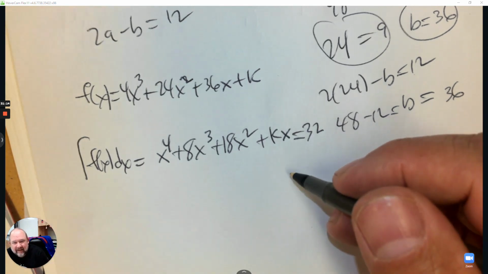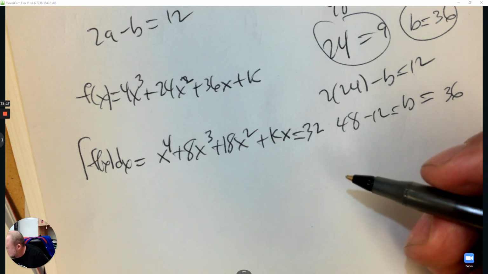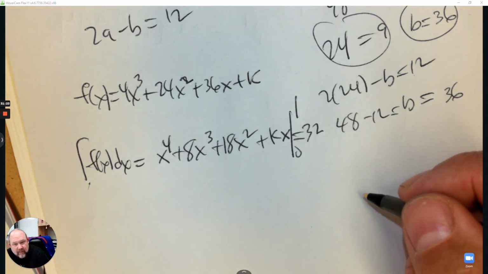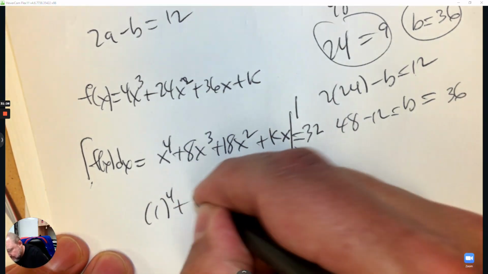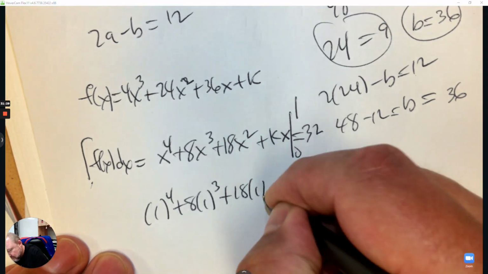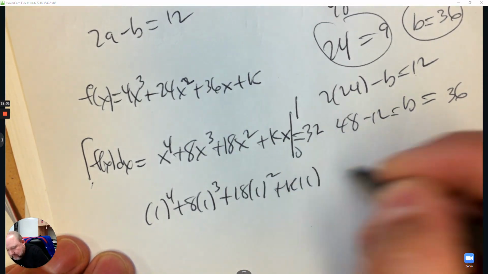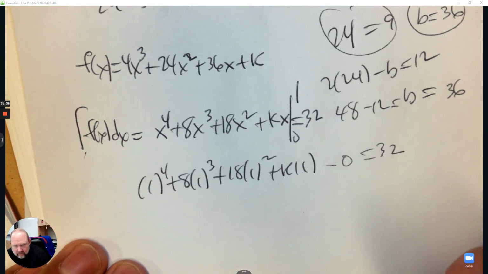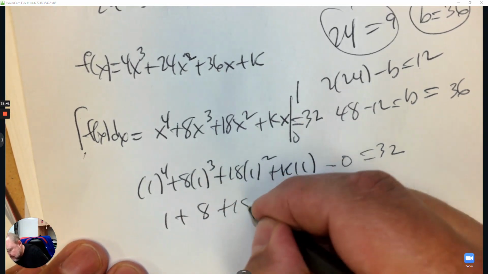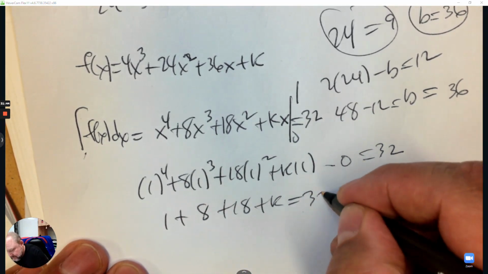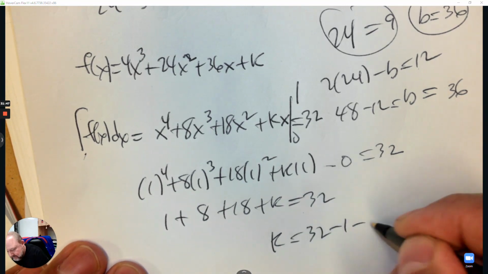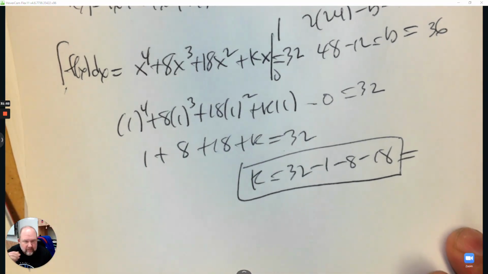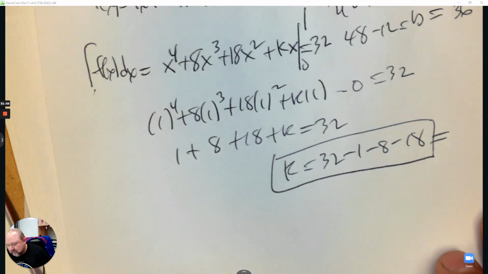And then I need to solve for k. So if you integrate from 0 to 1, the answer is 32. So I'm going to plug 1 in. And then subtract. If I plug in 0, the answer is 0, and then that's equal to 32, and I'm going to solve for k. So 1 plus 8 plus 18 plus k. And so if I subtract all of this, I actually don't need to simplify it. And there's my answer.